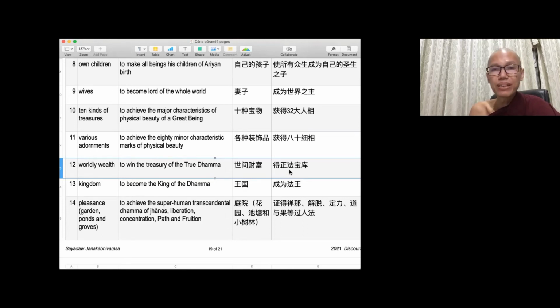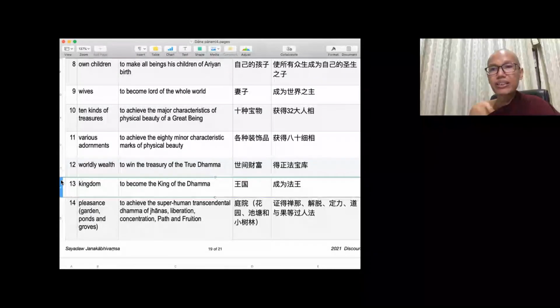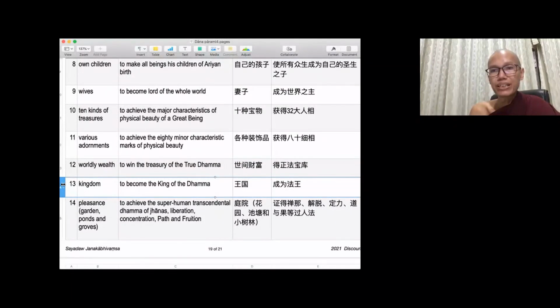Next one, kingship. The Bodhisattva donated kingship to become the king of the Dharma. In Pali it is Dhamma Raja, the Dharma king. So as to the Dharma, the Buddha is a king. The Buddha is a king.